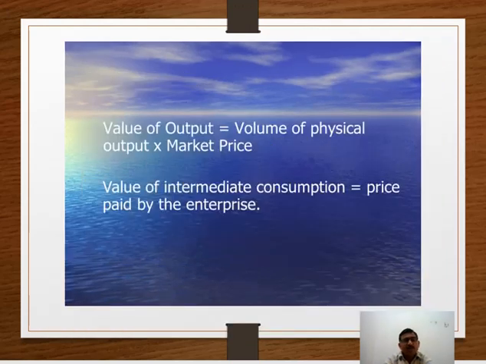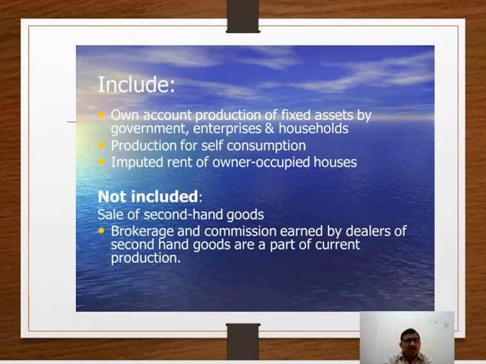Now how is the value of output calculated? Value of output is simply calculated by multiplying the volume of physical output, meaning whatever is produced, its quantity, with the market price. And value of intermediate consumption is always equal to the price paid by the enterprise to purchase the raw material.